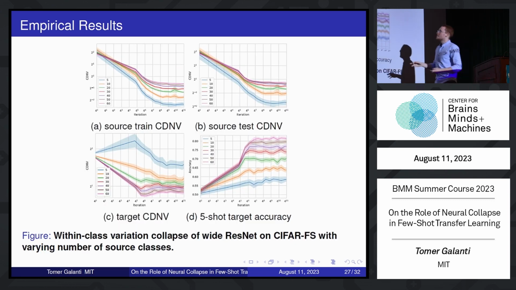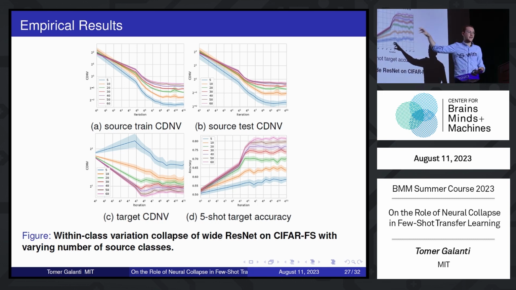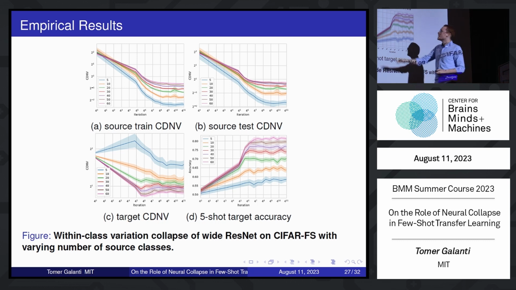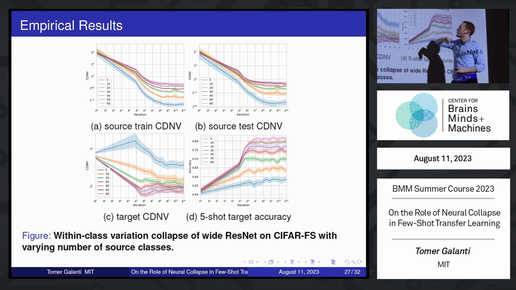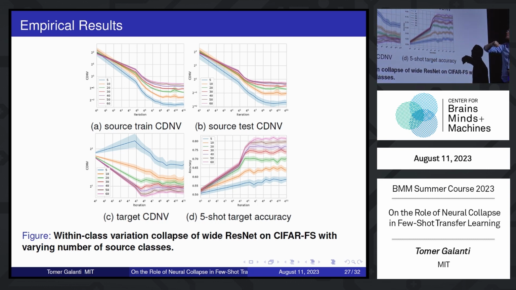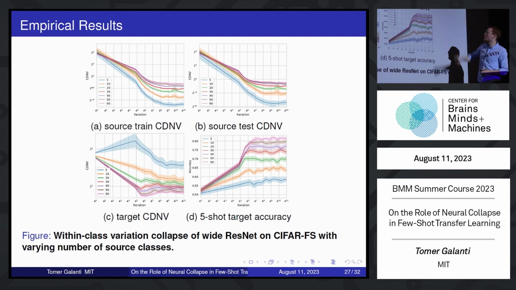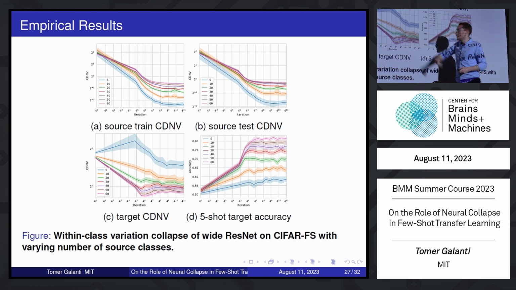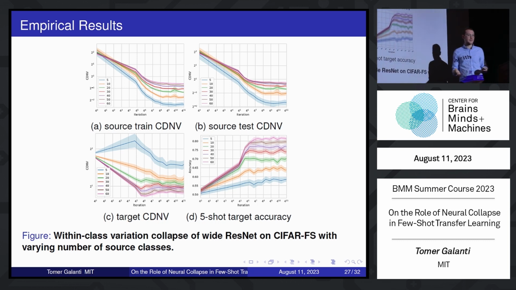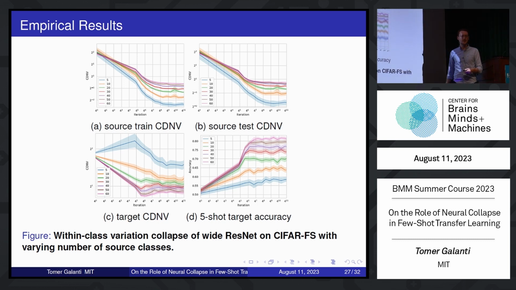And then we looked at to what extent this normalized variance generalizes. So basically we plot the normalized variance on the source data with varying number of source classes. Then we see how it generalizes to new test samples, how it behaves on the test data, how it behaves on new unseen classes on average, and also the 5-shot performance on new target tasks.